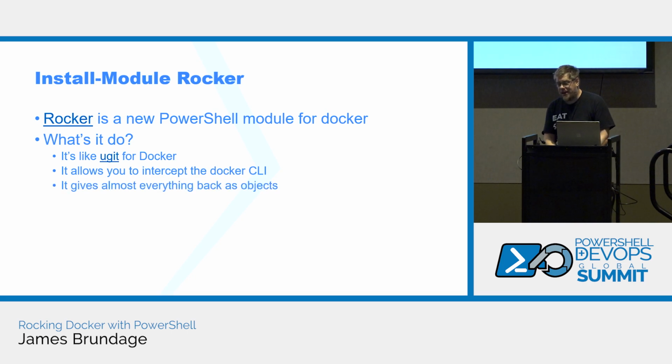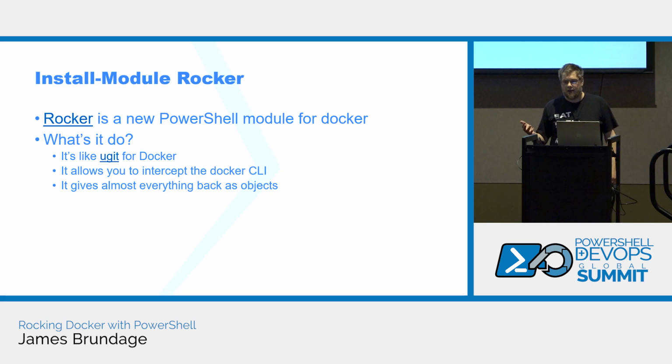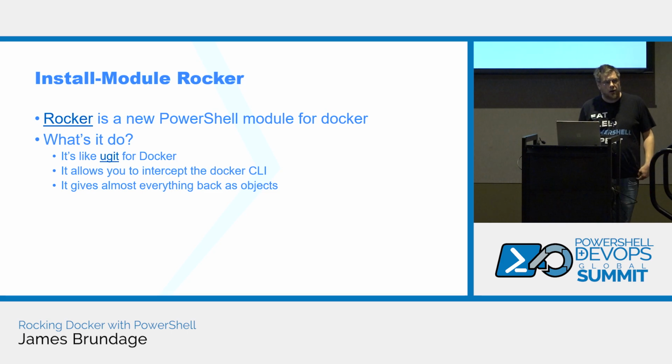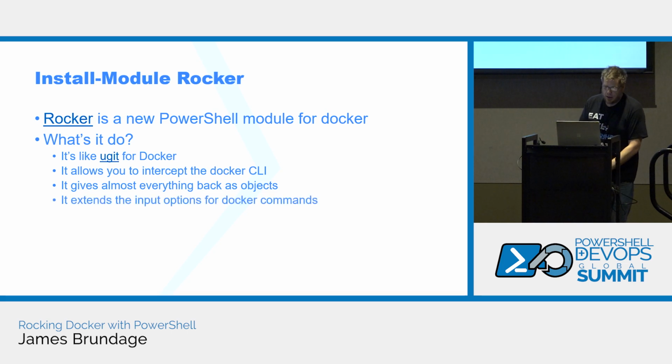And Docker ended up being a lot easier for this than Git, because Git is kind of a whack-a-mole: this Git has that format, this Git has that format. Docker is really friendly in this because it actually has a way to format any object as JSON. So for most commands in Docker, I can get you back as JSON. Thank you. Cool. Objects, I'm done. It also extends the input options for Docker commands.